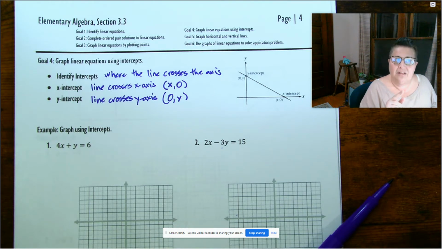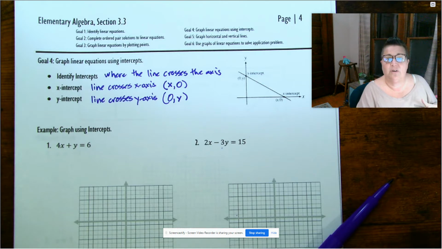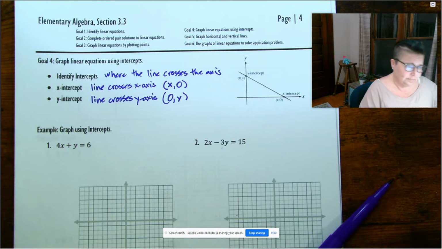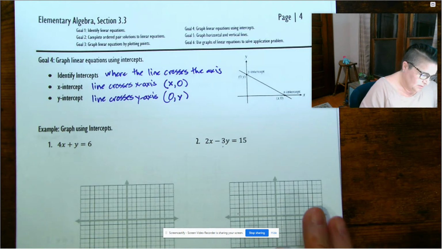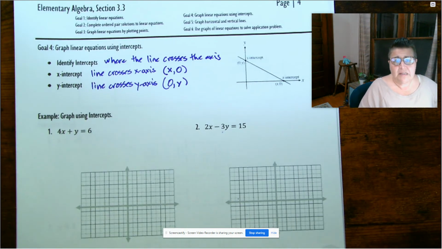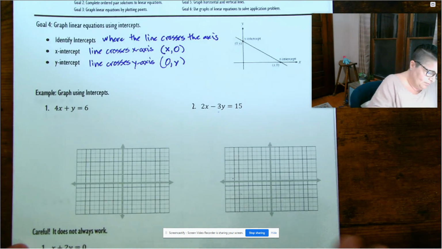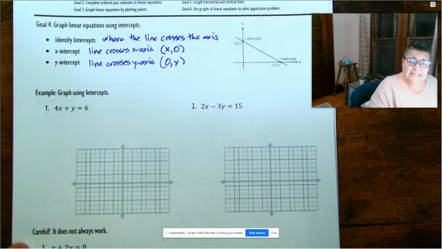The downfall is that the 3 points were very helpful in making sure we didn't mess up. This one only has 2 points. So if you mess up, you're going to get a different line, and you might not know it. Right? So how do we graph using intercepts? It's actually pretty straightforward. We have to find each intercept using the zeros.